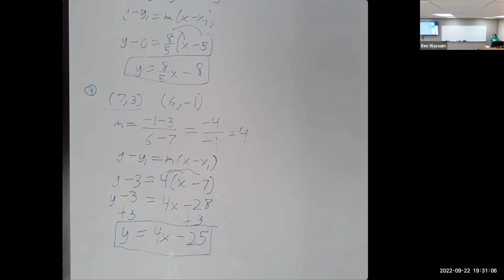So how do we feel about these? We concerned, we not concerned? Do you guys want to see me do this one in particular using the other method? That's an option. The other method just being plugging it into y equals mx plus b. Not much of a difference. Okay.